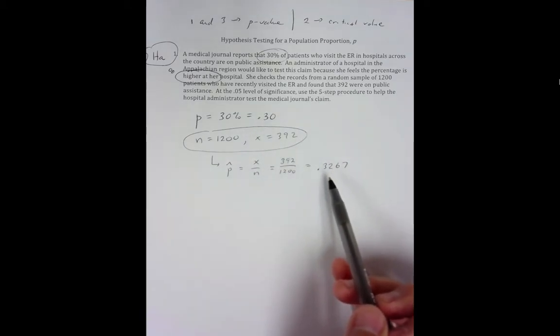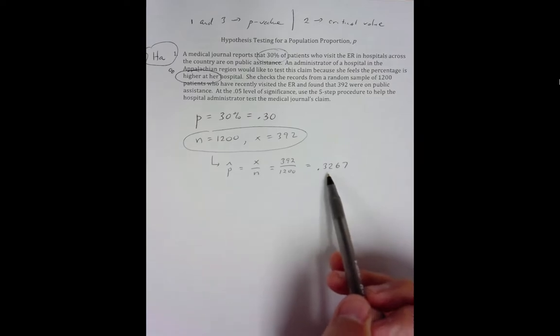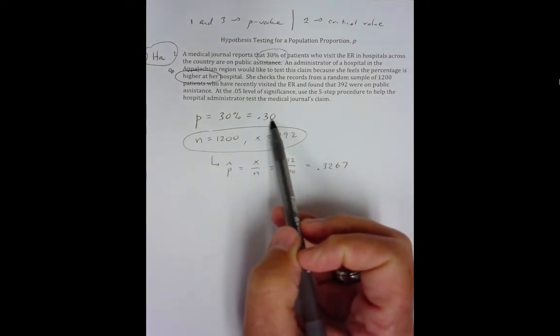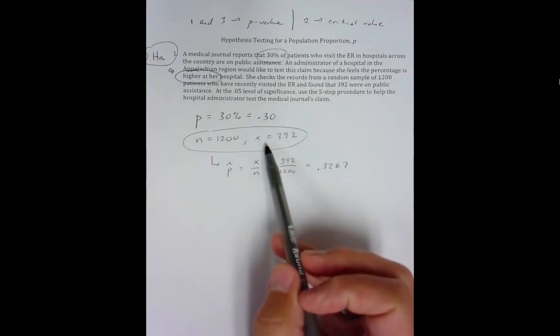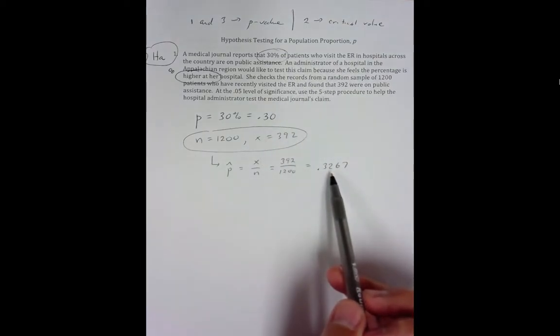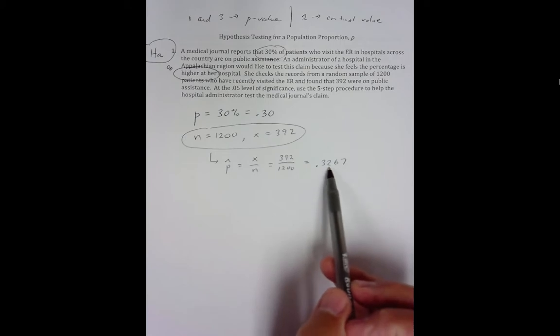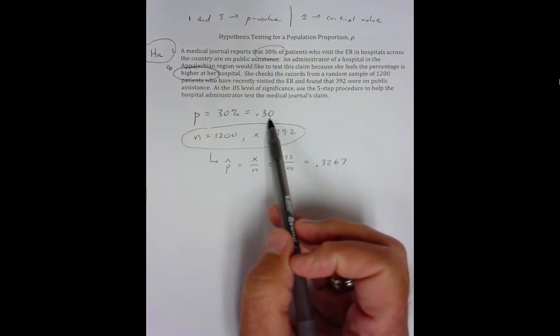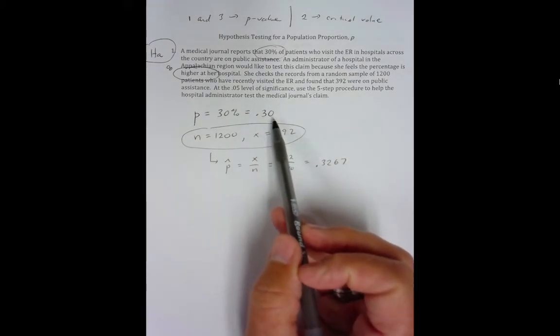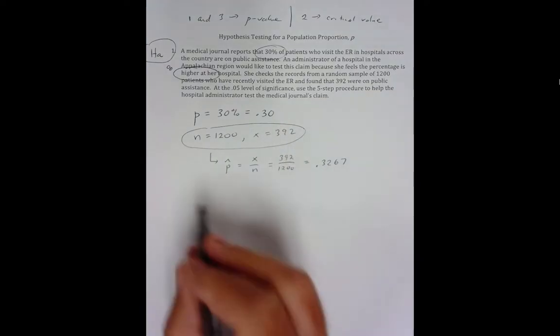And again, someone who knows nothing about statistics will say, well, this is a bigger number than what we currently believe or what's stated about all hospitals, so done deal. Guys, that's not the way it works. We have to let the process be carried out. Just because this is higher doesn't mean it's enough higher to reject this claim. So we have to let it play out.